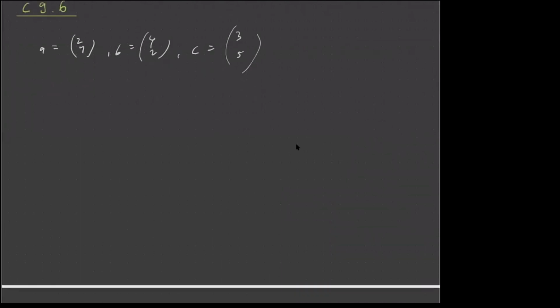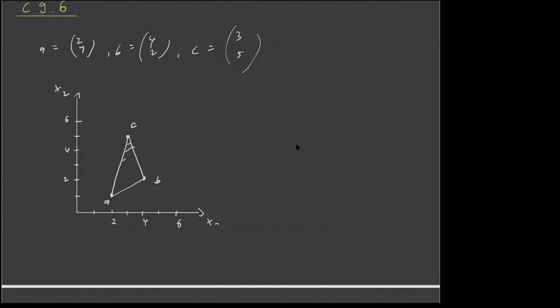So let's make a rough sketch of how that looks. First is (2, 1). That's 2, 3, 4, 5, 6 on one axis and 1, 2, 3, 4, 5, 6 on the other. (2, 1) is roughly here. That's the point A. Then B is at (4, 2), that is here. That's the point B. And finally, C is at (3, 5), so that is here. That's the point C. And that means the triangle looks like this. So the feasible set is that triangle and of course the area inside of the triangle as well.